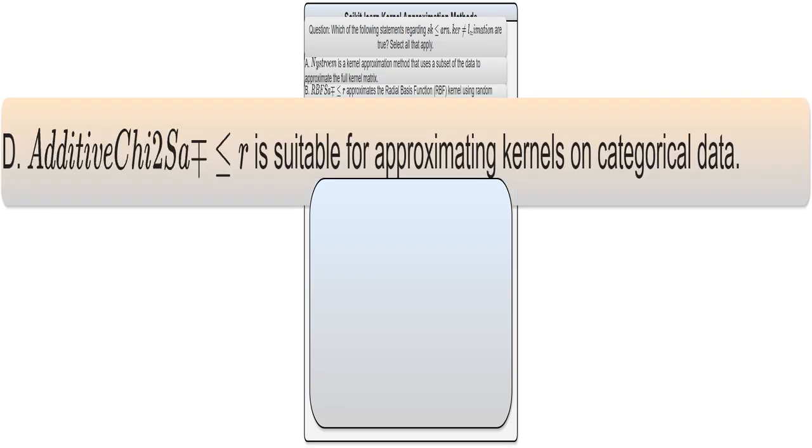Categorical data is data that consists of categories or labels rather than numbers. Additive Chi2 sampler is specifically designed to work well with this type of data. It helps us deal with kernels efficiently when we have many categories.